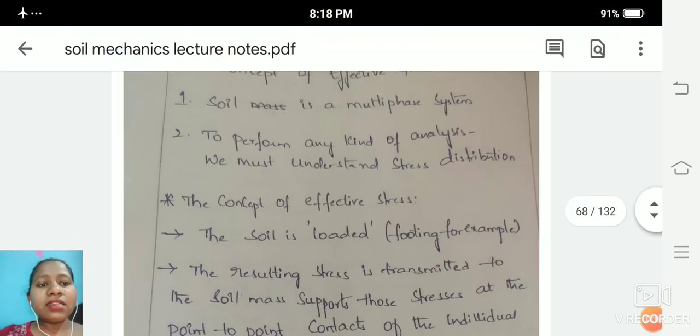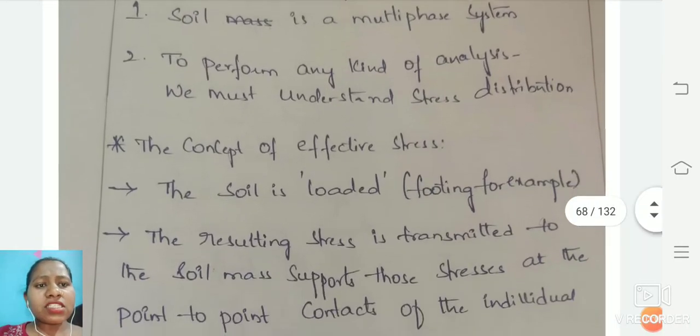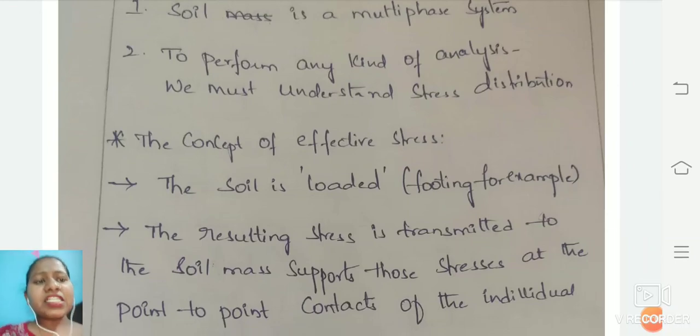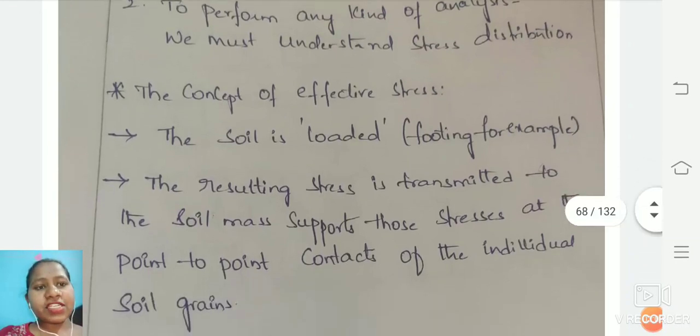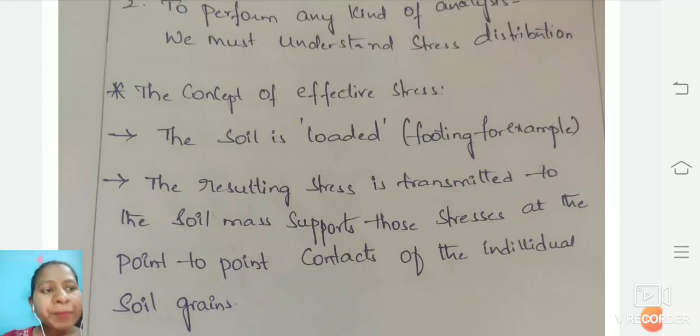Next we'll be seeing the concept. What is the concept of effective stress? As we all know, in this concept of effective stress, the soil is loaded. That means when we take the loading, whenever a building is constructed, the footing is a best example, and there we'll be doing the effective stresses to get the load equally distributed and to level it. The footing is the best example.